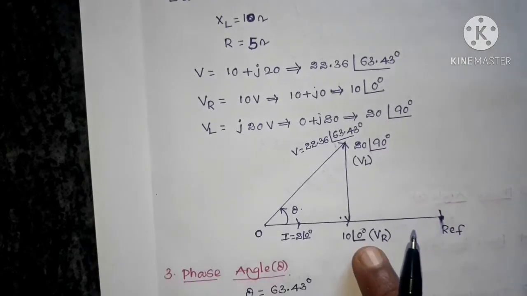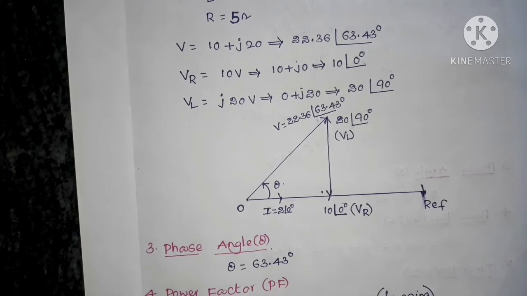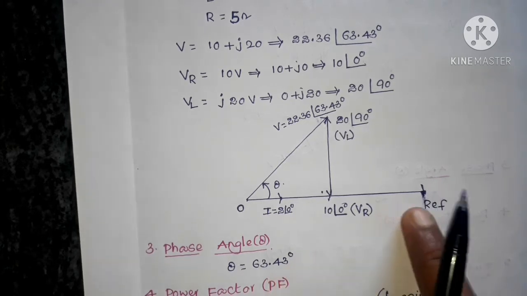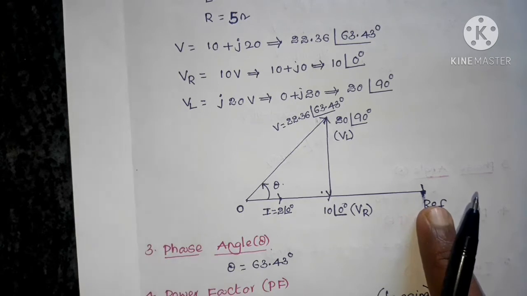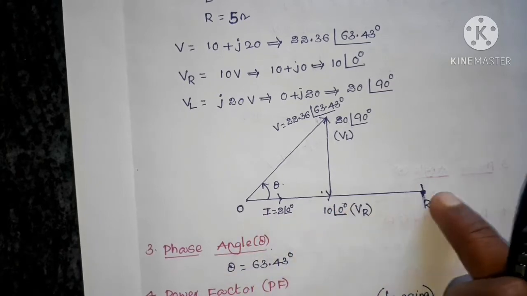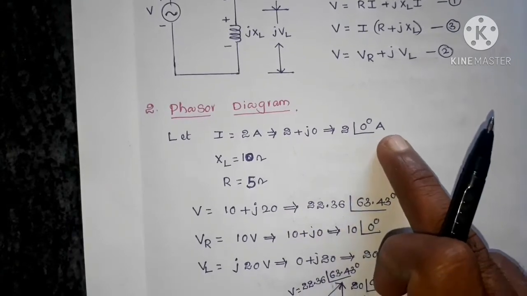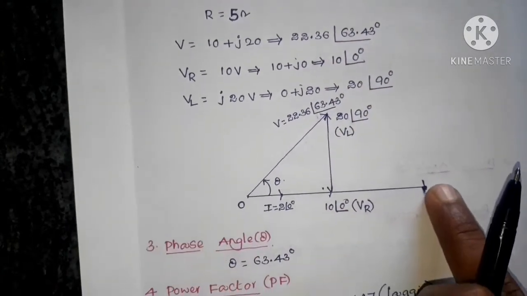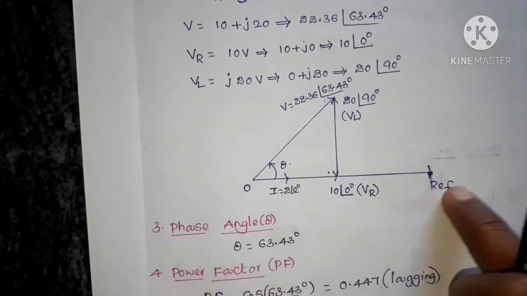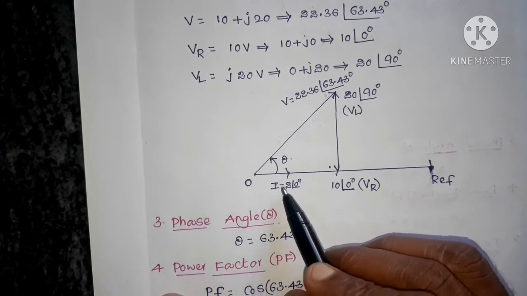If you draw the phasor diagram, the phasor diagram is nothing but representing currents and voltages in the circuit. Here there is one current and three voltages. Representing all the currents and voltages in a planar diagram is said to be a phasor diagram. It is a vector diagram. The positive real axis is the reference, and the current is 2 at an angle of 0 degrees. So it makes an angle of 0 with the reference, and on the reference it has 2 units.